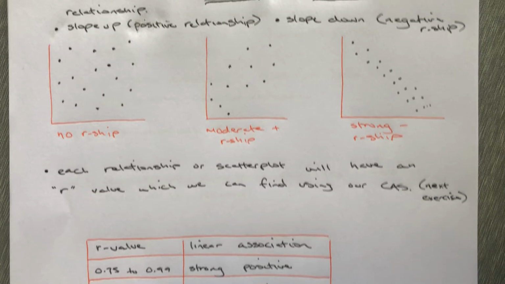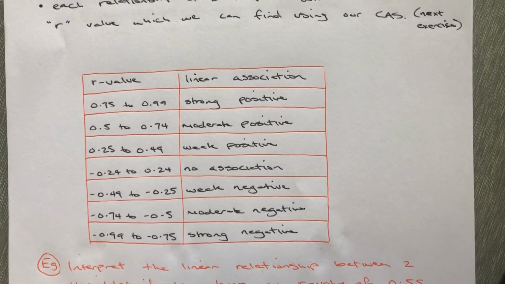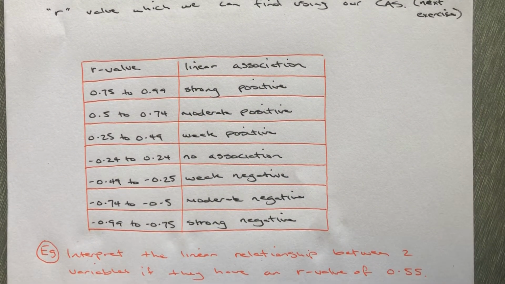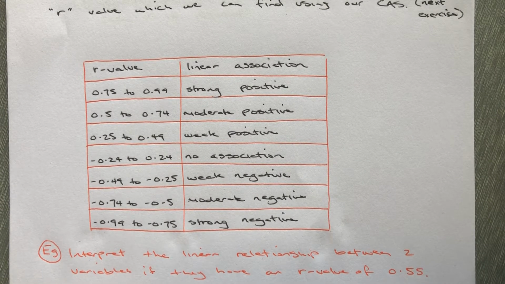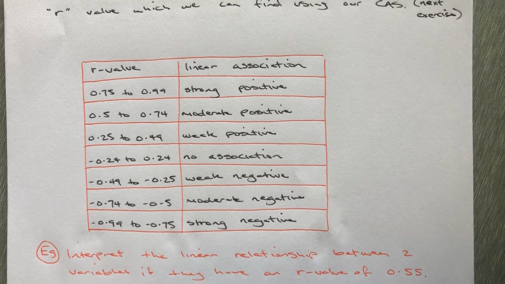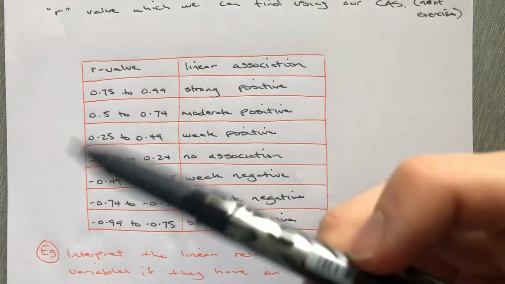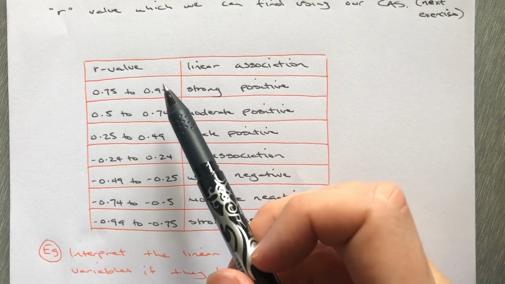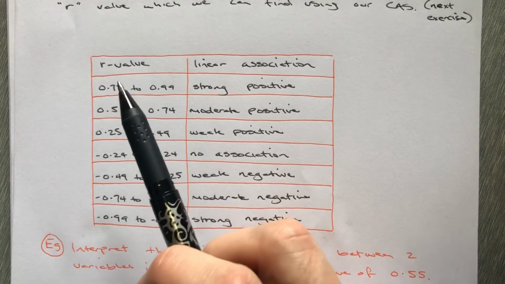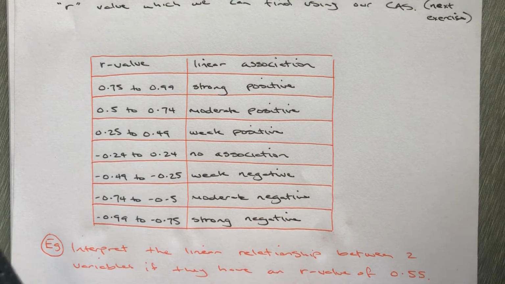I'm going to go down a little bit here. This table is going to be super important, super helpful for you guys because it gives you a really good guide as to how we can actually describe the relationship between the two variables that we're given for any scatter plot or set of data as well. So the R values that you might work out are going to be between -1 all the way up to 1. And in different intervals, they mean different things.